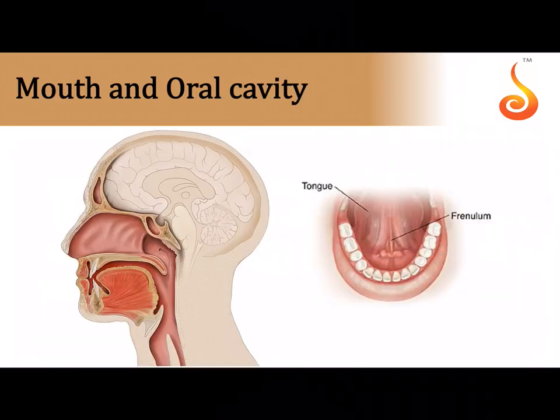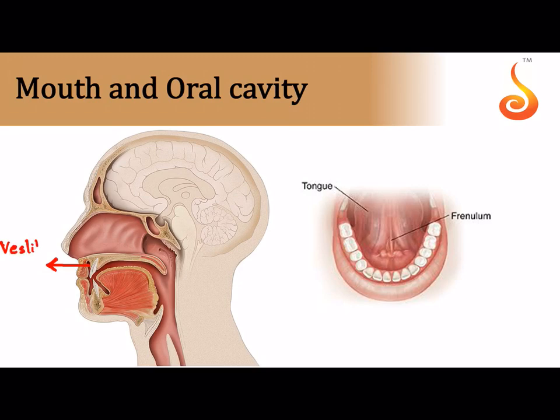Now let us look into a brief overview of the mouth or the oral cavity. This is the mouth or the oral cavity, and notice that just inside the mouth there is a slit-like space between the mouth and the gums of your teeth, and this space is referred to as the vestibule. One more thing you will notice is that on the floor of your mouth you have the tongue, and the roof of the mouth is referred to as the palate.